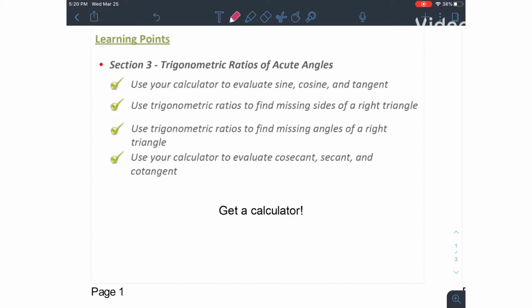Hey everybody, we are going to be continuing on with trigonometry, and the big thing for today is that you're going to need a calculator. I'm going to show you how you can use your calculator to evaluate the different trig functions, and then we're not going to worry about finding missing angles in this video, but we will learn how to find the missing sides in a right triangle.